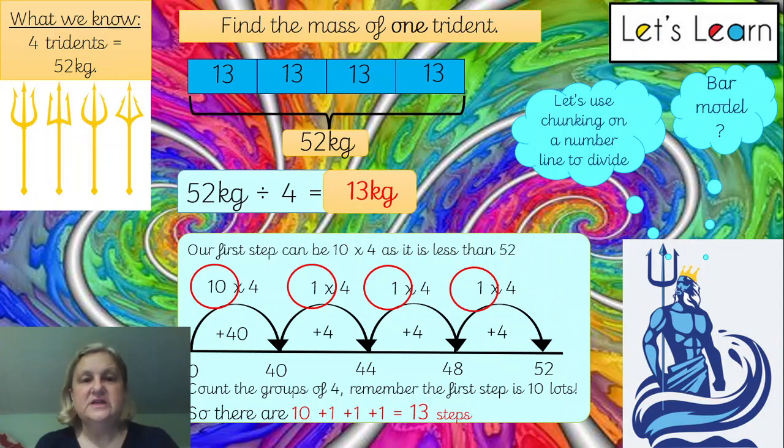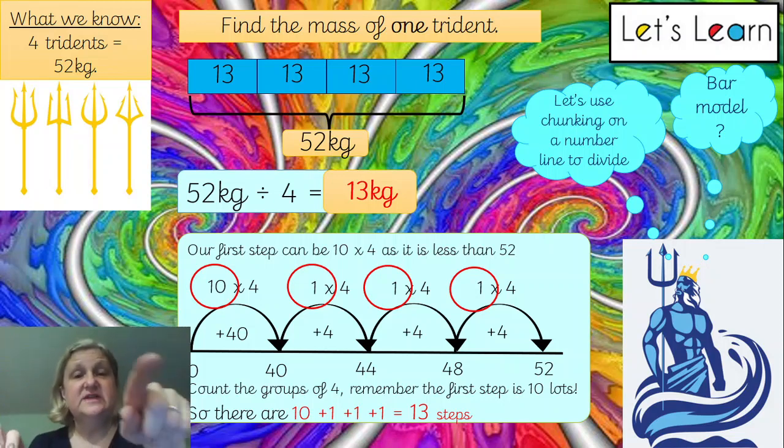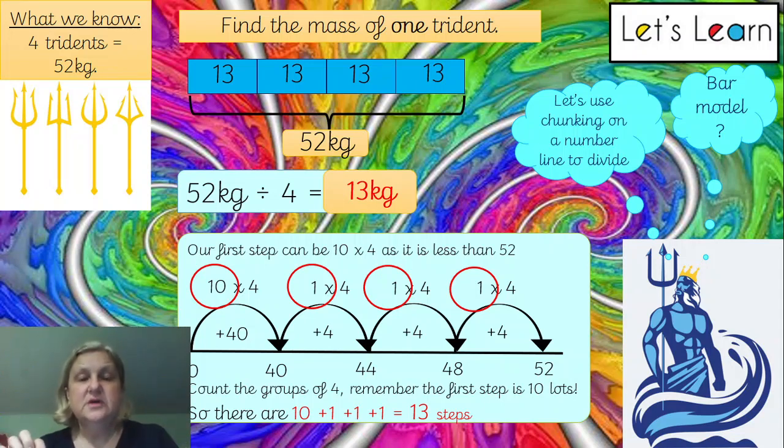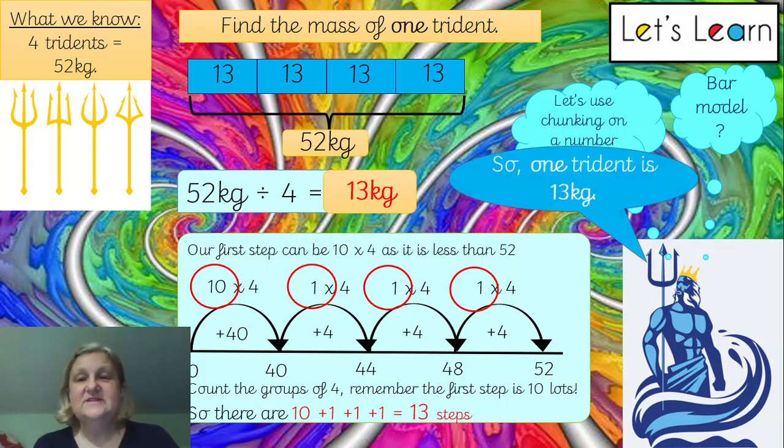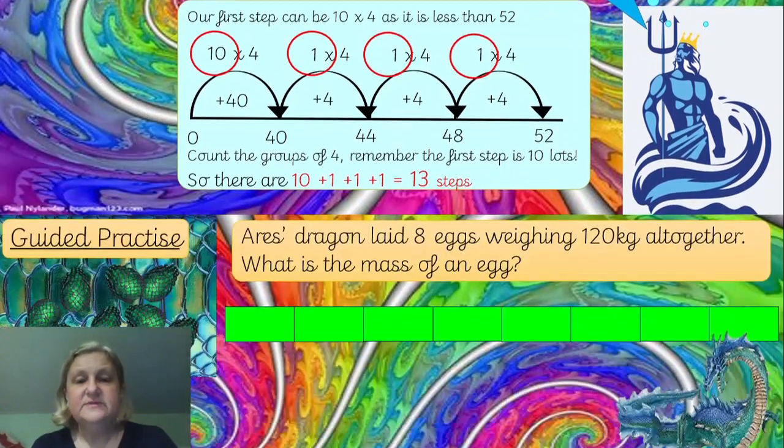Now you can check this by inverse. If you actually now add up 13, add 13, add 13, add 13, you should come back to 52. Okay, so that's using 4 times 13 to check that you've got that right. Okay, really good strategy. Using the inverse to check your answers. You might want to try that today, and if you show that, I'm going to be very impressed. Okay, so one trident is 13 kilograms.